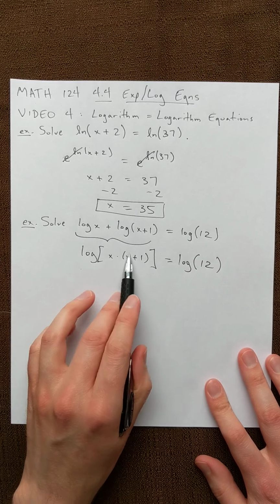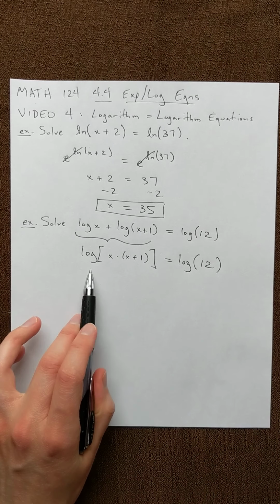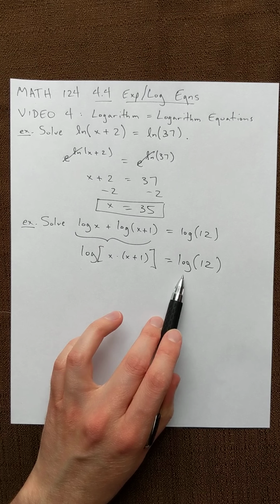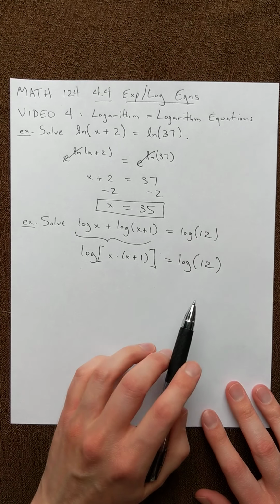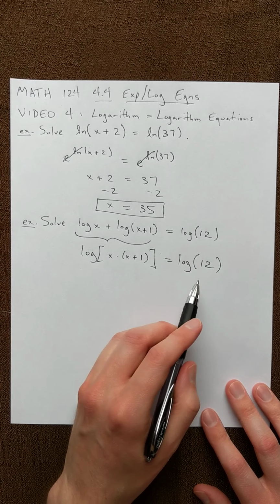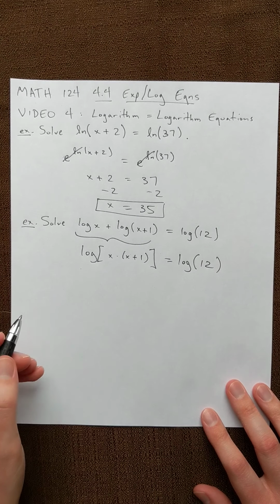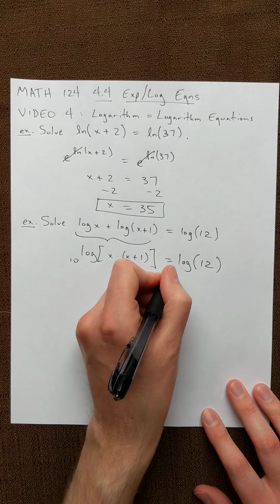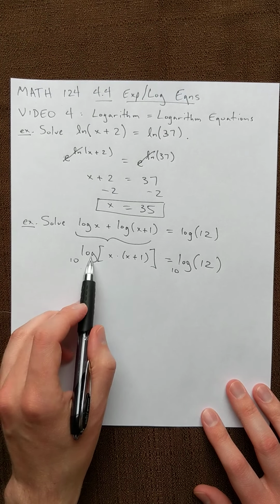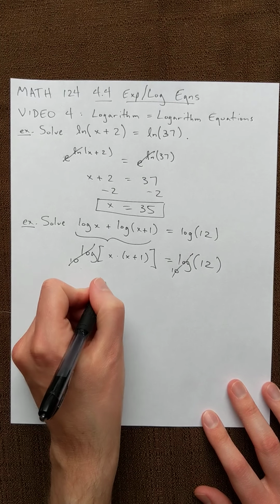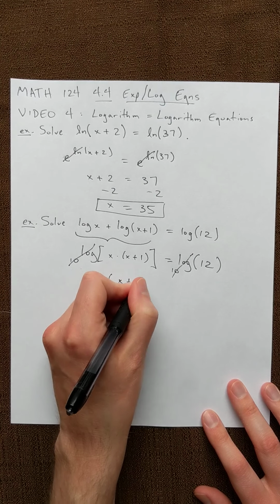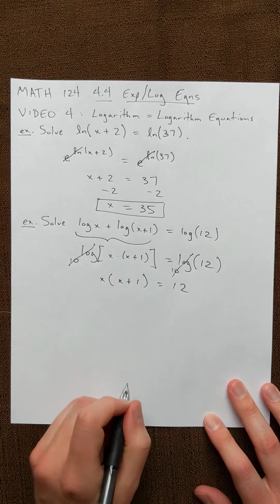Now we have log of something equal to log of something. They're both base 10 logs, or common logarithms. So that means the two insides have to be the same, and if you wanted to, you could skip the middle step. I'm going to use an exponential base 10 on both sides. So we have 10 to the power log, 10 to the power log, which should cancel and give me x times x plus 1 is equal to 12.